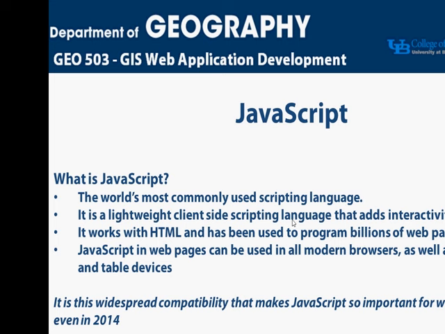So we will talk about JavaScript now. JavaScript is a main component of this course, something you'll use a lot, and we'll then build onto this and learn the ArcGIS JavaScript API later in the month. What is JavaScript? It's the most commonly used scripting language. It's a lightweight client-side scripting language, so JavaScript scripts run on the client, on the user's machine, not at the server. It adds interactivity to web pages. It works with HTML and has been used on billions of websites.